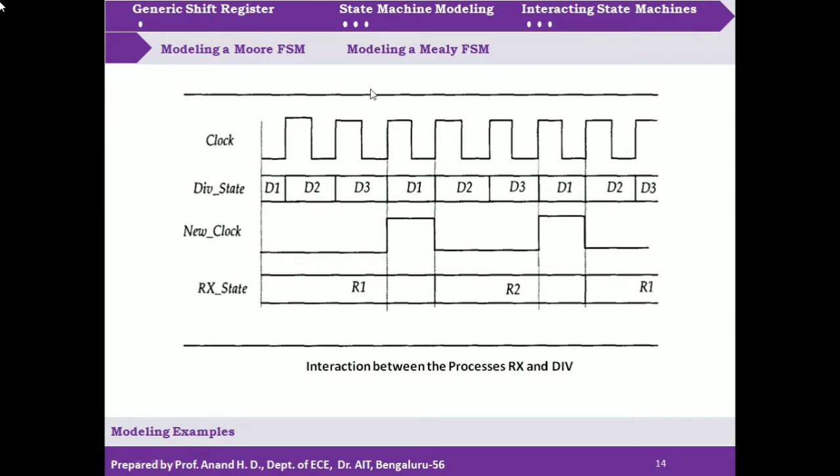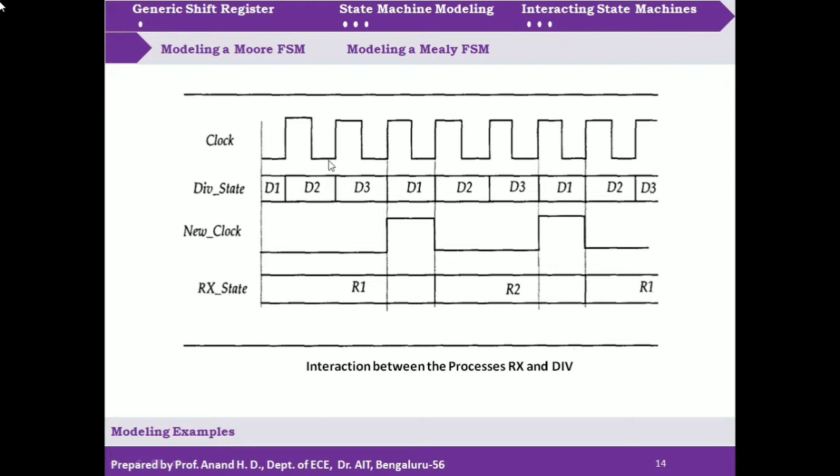So here we are having input signal clock, and then we have div_state and Rx_state. So this is for process div and process Rx, and this is the control signal new_clock. Okay, so process div is made synchronized with the positive edge of the input clock. So here we are initially in state D1, and process Rx will be in the state R1. Okay, when it comes across the next positive edge of the clock, there will be a state transition from D1 to D2. Okay, at that point of time, new_clock is 0.